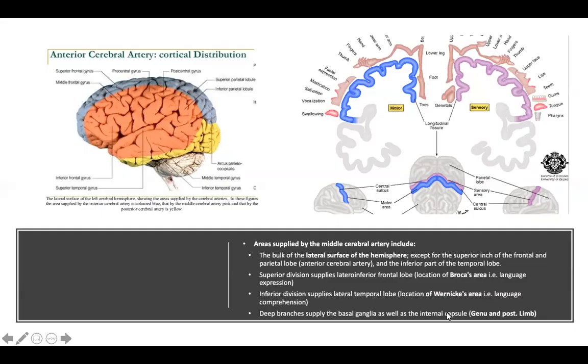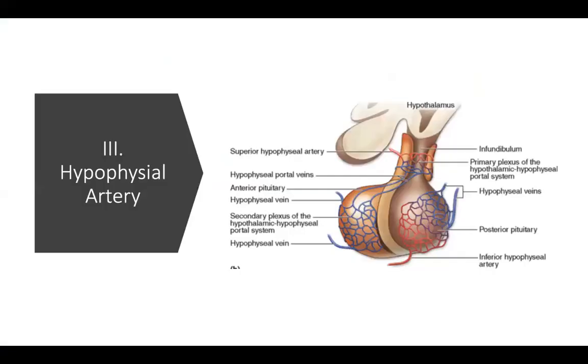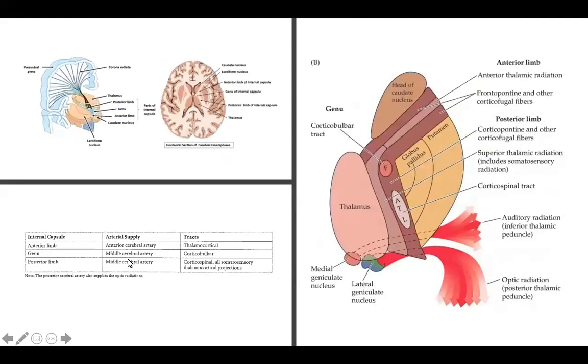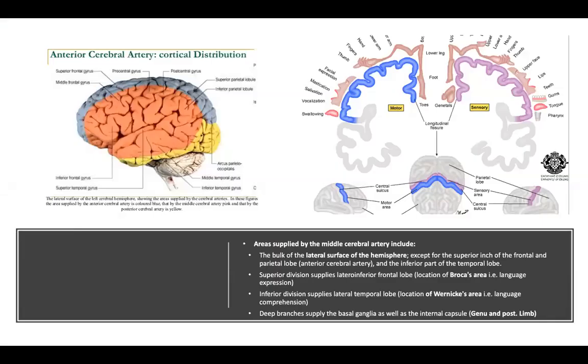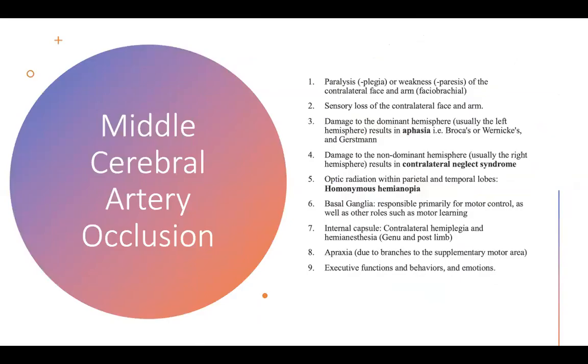And as you can see here, the internal capsule that's supplied by the MCA is the genu and the posterior limb, which I think some of you mentioned already. As this slide says, the genu contains the corticobulbar, and the posterior limb contains the corticospinal. So corticobulbar is for the face, corticospinal is for the body. That's why that increases the risk for patients having upper body involvement. And we spoke about the lenticulostriate.